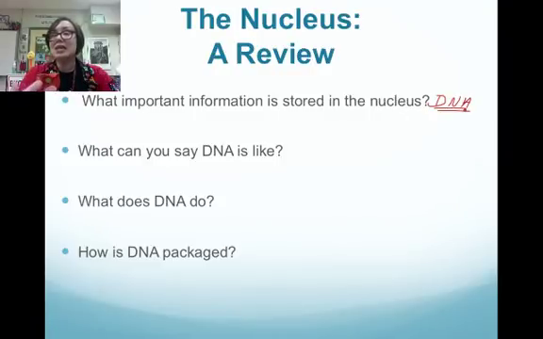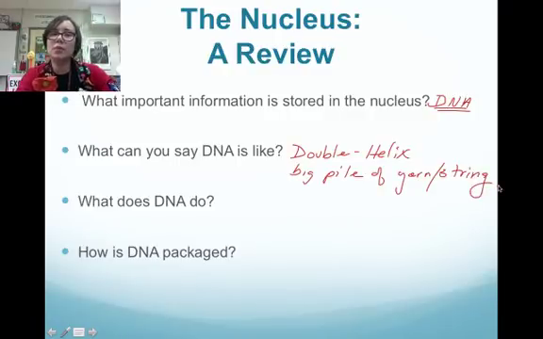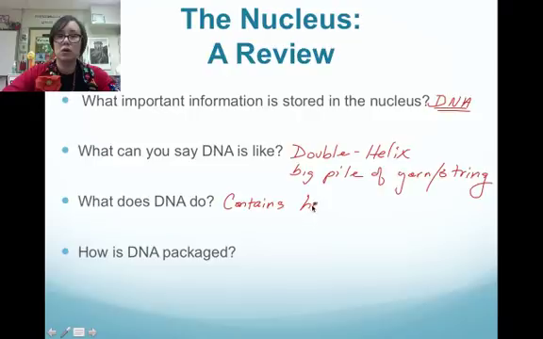What can you say DNA is like? Well, we've talked about this before. DNA is a double helix. But with all that DNA inside of the cell, it's also like a big pile of yarn or string. The next thing that we need to ask ourselves is, what does DNA do? Well, DNA has one job. It contains hereditary information. That means it controls every process that takes place inside of a living thing.